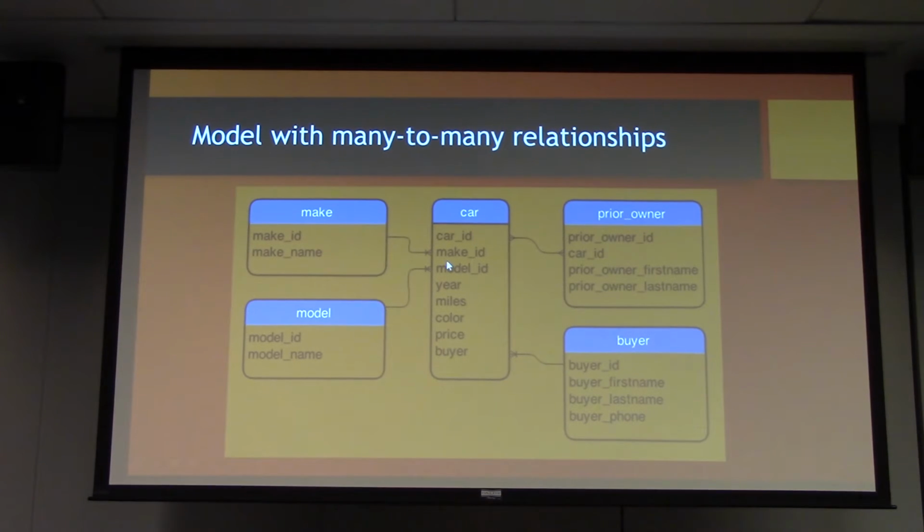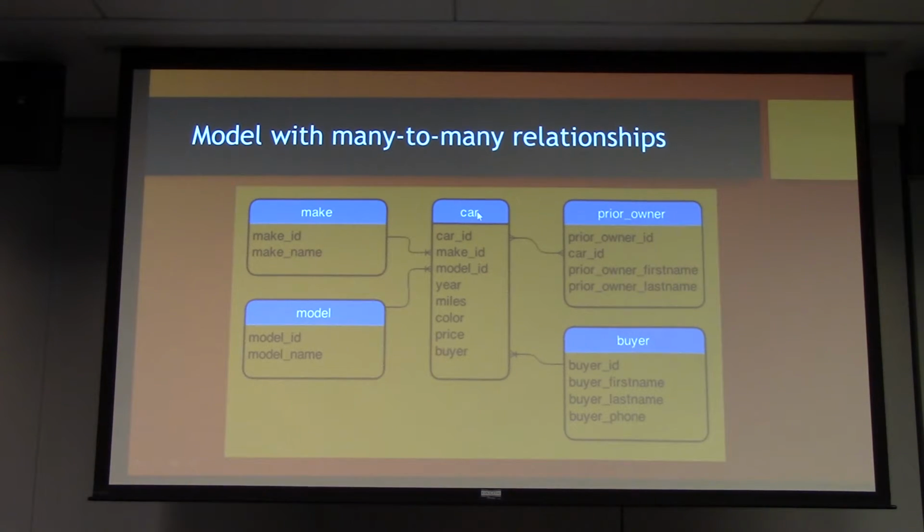Same thing down here, car to buyer. The car on the lot can only be bought by one person. Then it's out of your business. Right? But that person could come back and buy more cars. Right? So again, that's a one-to-many relationship.